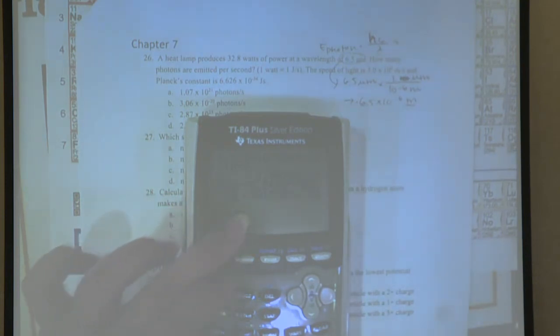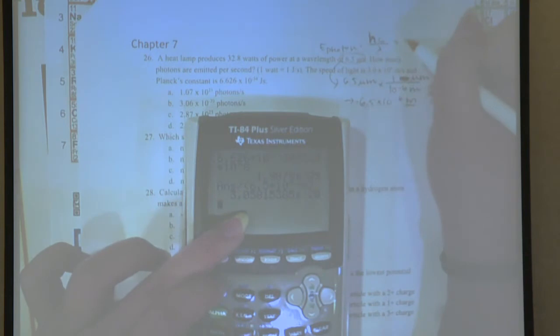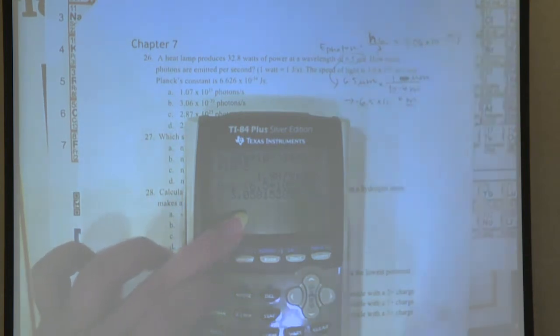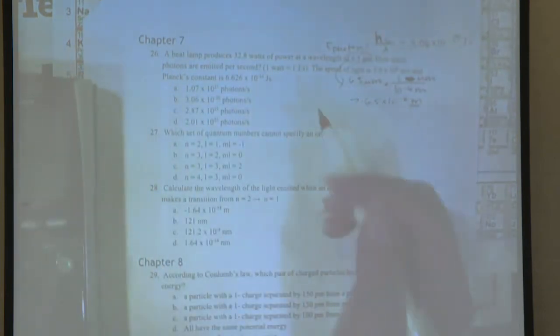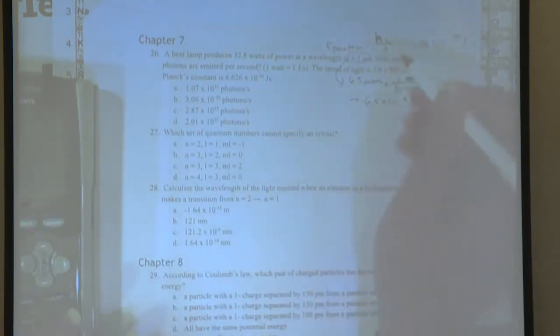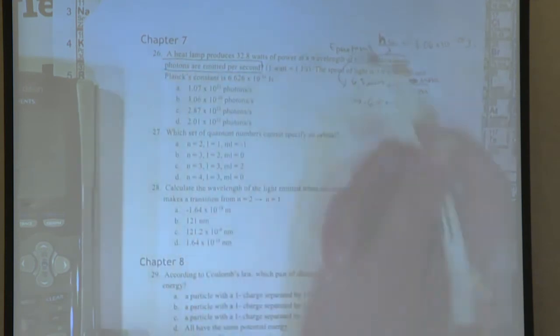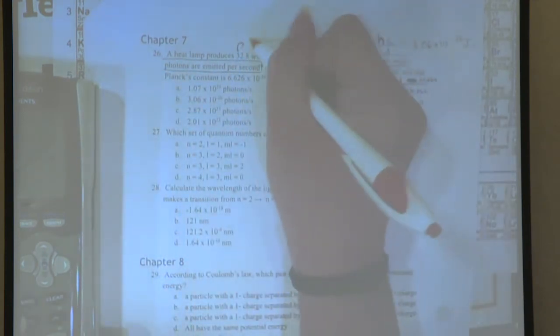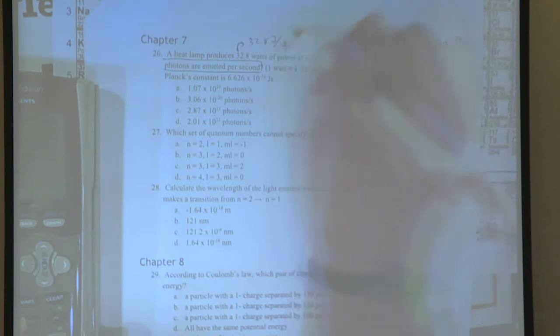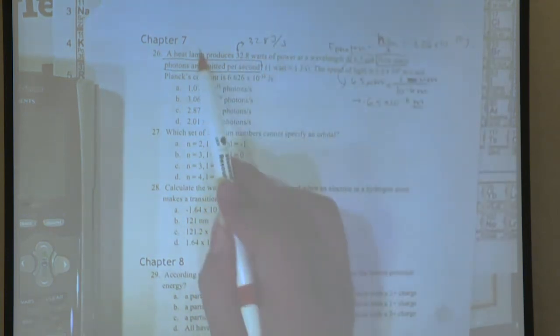So the energy of a single photon is going to be 3.06 times 10 to the negative 20th joules, right? But they don't actually ask for the energy of a single photon. They ask us how many photons are emitted per second, right? And so knowing that this is actually 32.8 joules per second, that's how much energy is produced by this heat lamp.